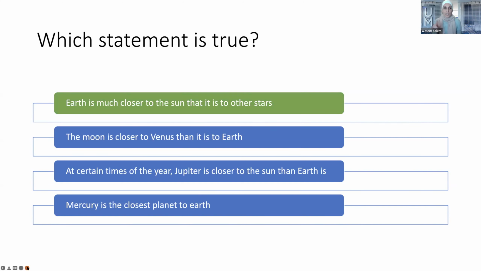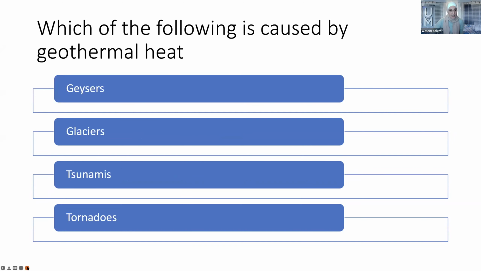Okay, so let me go over what Kindle was saying. She said the moon is closer to Venus, which is not true. At certain times of year, Jupiter is closer to the sun. Also, we know that this is not true. These are basic facts of astronomy that we learn in early grades. Mercury is the closest to Earth. Also, this is not true. So by elimination, Kindle was able to say, you know what? A is the correct answer. And it is. So this is the first step, or the first hint, that you use when you encounter a question like this where you cannot find the answer immediately. Let's try the second one.